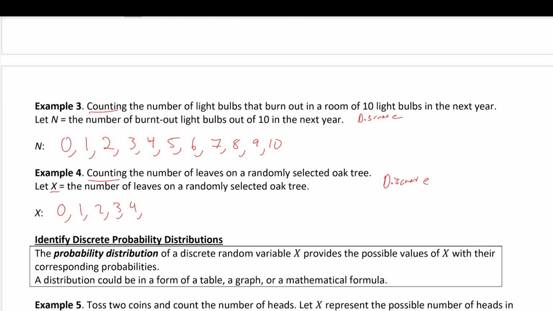And since there's no maximum value of how many leaves a tree can have, it's not really infinite, physically speaking, but there's no upper limit to it. So we just keep on going. It's countable, at least.